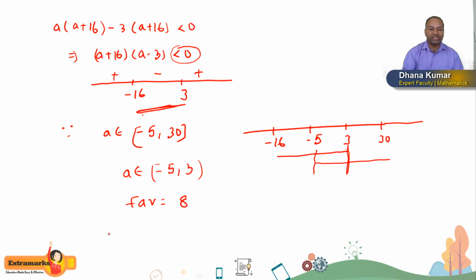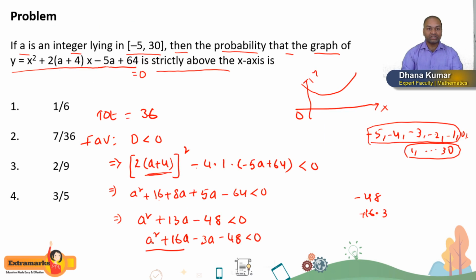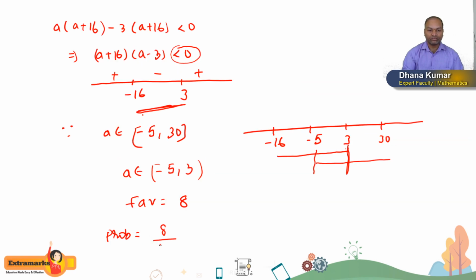Then the probability is now easy. Probability is favorable cases 8 over total number of cases 36. Cancellation is possible. 4 twos are 8, 4 nines are 36. So that is equal to 2 by 9. The answer is 2 by 9. Understood?